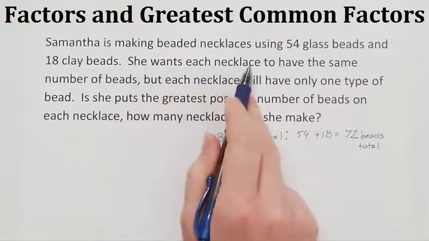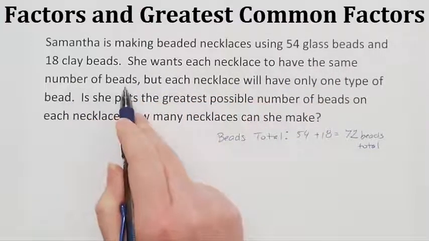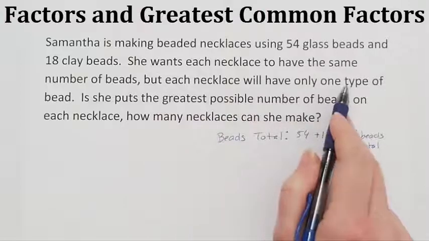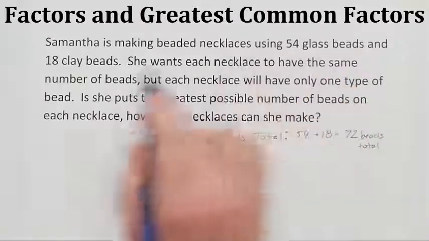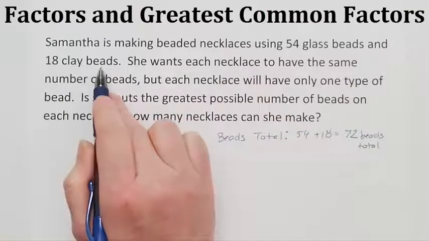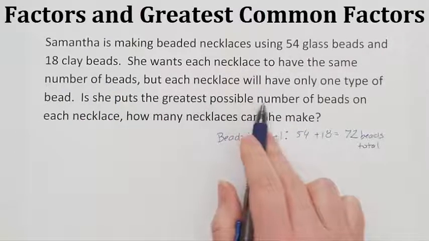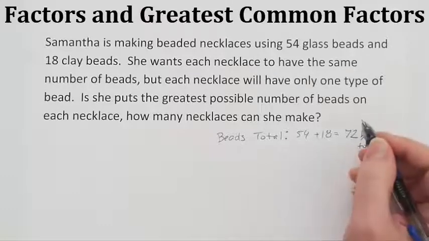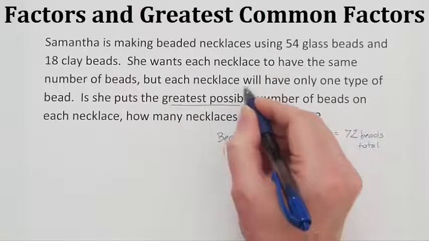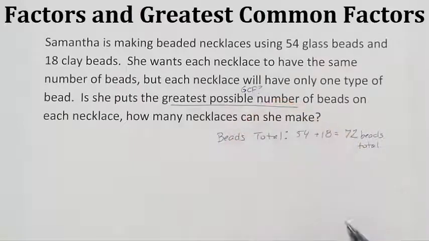She wants each necklace to have the same number of beads, but each necklace can only have one type of bead, meaning you're either going to have a glass bead necklace or a clay bead necklace. You cannot mix them. If she puts the greatest possible number of beads on each necklace, how many necklaces can she make? Well, first, what is the greatest possible number of beads that she can put onto each necklace? So we need to find the GCF.